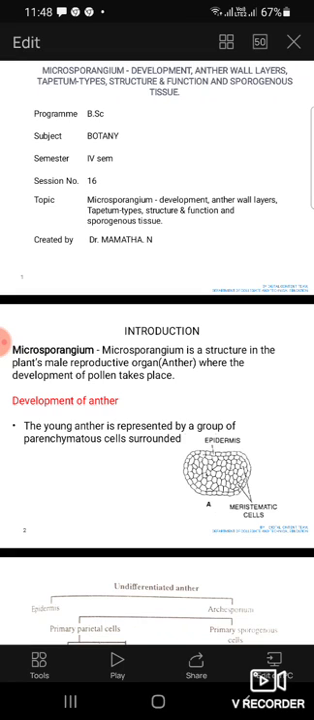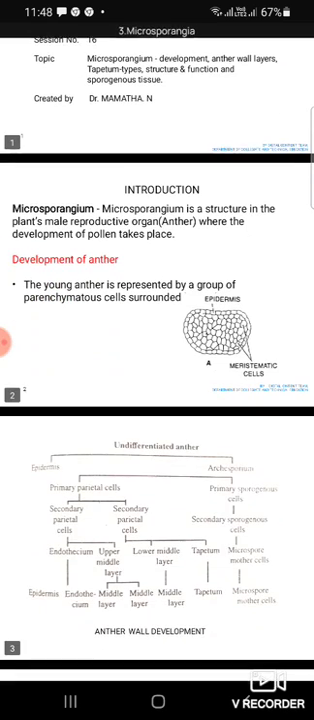Microsporangium. It is a structure in the male reproductive organ where the development of pollen takes place. Development of anther. The young anther is represented by a group of parenchymatous cells.